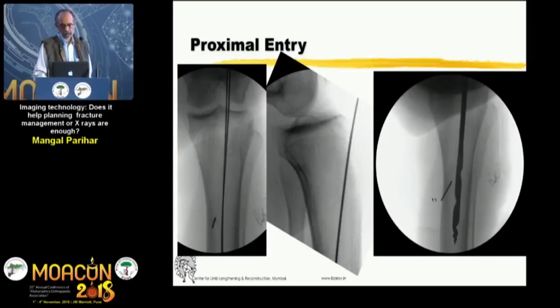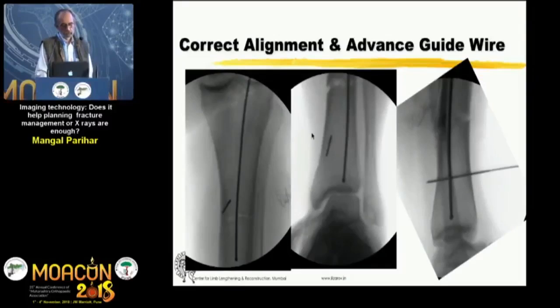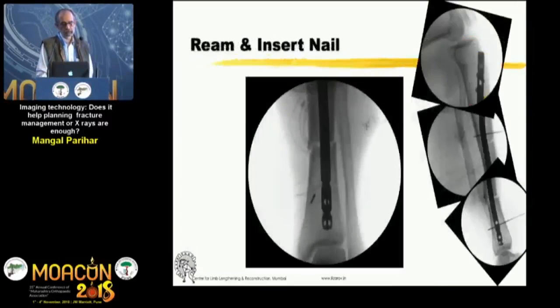The one thing is to use a straight reamer so that I go in a straight line and it doesn't get deviated. Then do the osteotomy preceded by multiple drill holes as dictated by the software. Once the alignment is corrected, you pass in a guide wire and ream to put in an appropriate size nail. Right? There are checks at every point which I will come to in a bit.